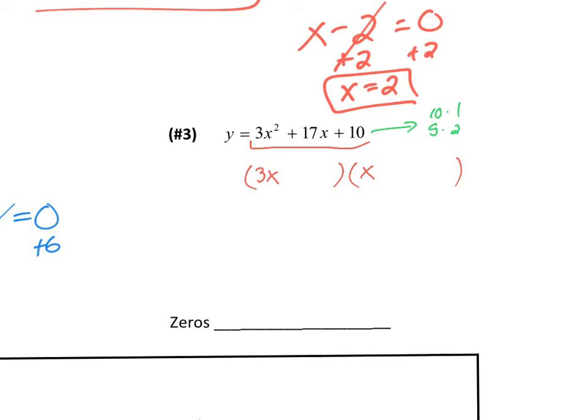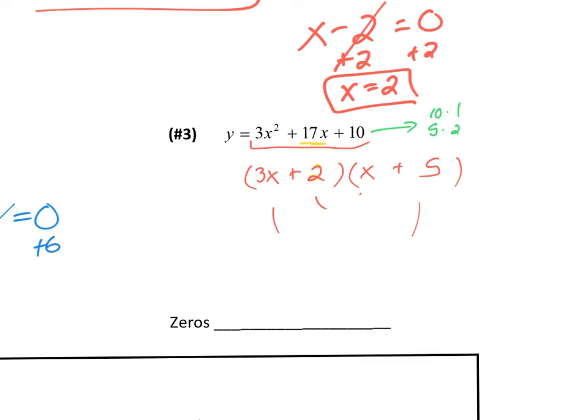So if we start with 5 and 2, put 5 and 2 in there because 5 times 2 is 10, and check. 5x and 6x give us 17. They will not. So I'm going to erase. I'm going to flip those around. Instead of doing 5 and 2, let's do 2 and 5. And then check. 2x will be the inside, and 15x. Does that give us 17? Yes, we need a positive 2 and a positive 15, so a plus and a plus.